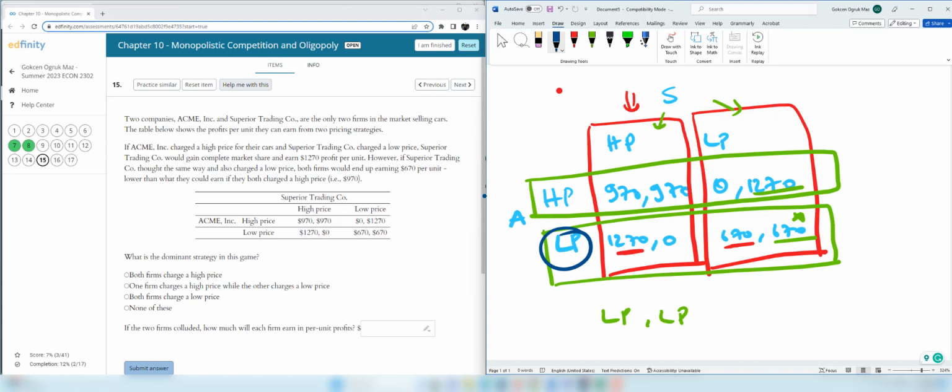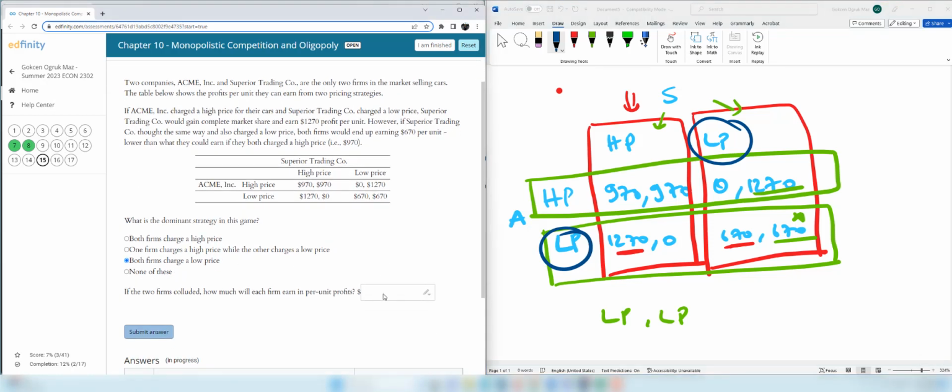Let's check for Superior. The same story. Superior always chooses low price. If Acme plays high price, Superior chooses low price. If Acme chooses low price, Superior chooses low price. So low price is a dominant strategy for Superior. Therefore, both firms charging a low price is the dominant strategy. If both firms colluded, they are for sure going to choose this outcome, 970, 970. Therefore, the right answer is going to be 970.